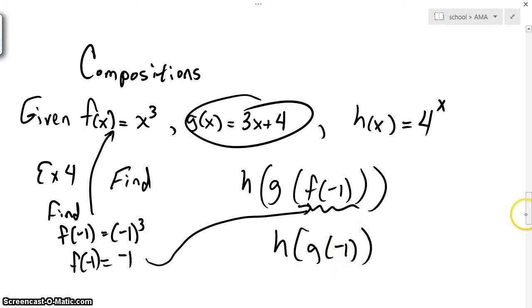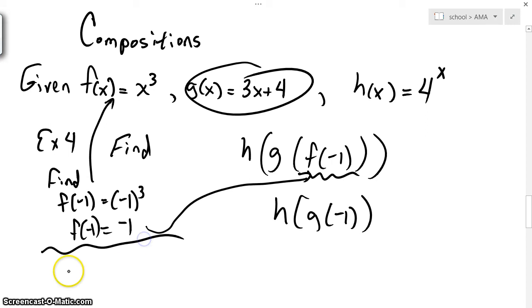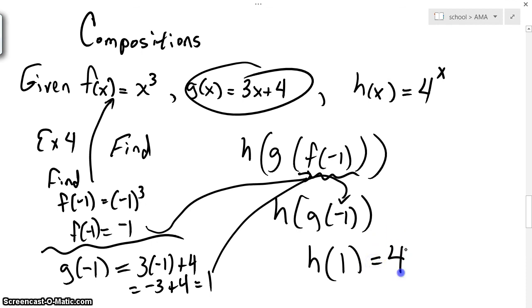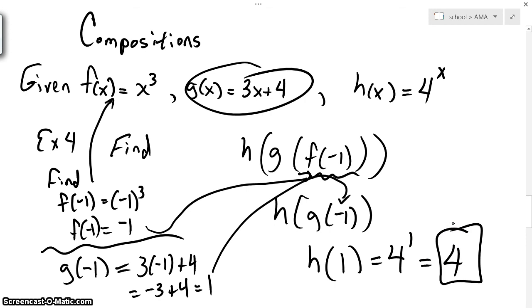Well, now we're going to find g of -1. If we were to use this assignment, g of a blank equals 3 blank plus 4, this would be 3 times -1 plus 4. 3 times -1 is -3. -3 plus 4 is a 1. Well, my goodness, that's what this g of -1 is. And finally, we'd say, well, what's h of 1? Well, plain and simply, that would be 4 raised to the 1 power. Final answer would be a 4. Okay, so that's what we're doing with compositions. Hopefully that's going well for you.